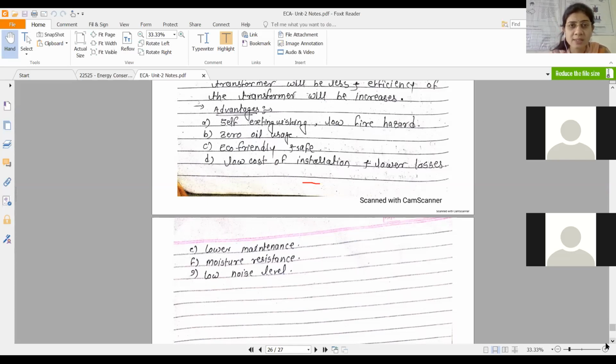So, but in the case of epoxy resin or dry type transformer, there is no insulating oil used. So therefore, it is self extinguishing and low fire hazard. There is no possibility of generation of fire. Okay. After that, we already discussed the zero oil use. Oil is not used in this type of transformer as this is the dry type transformer. Okay, after that it is eco friendly and safe.